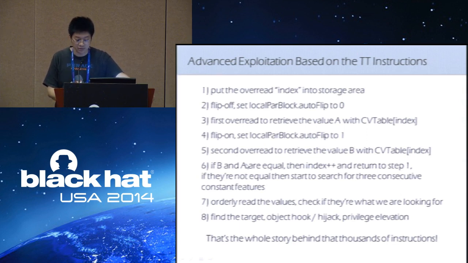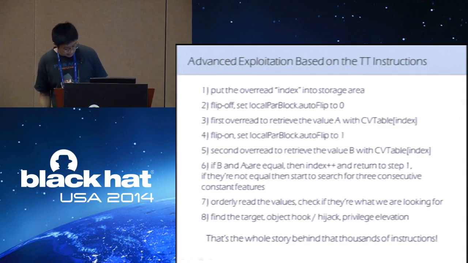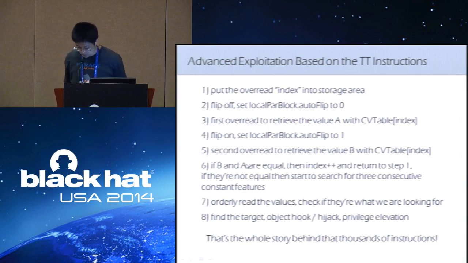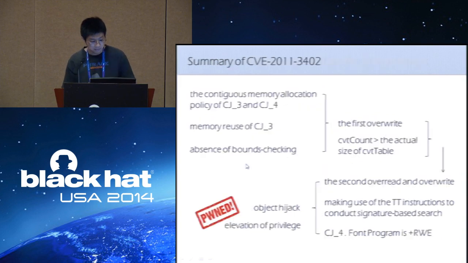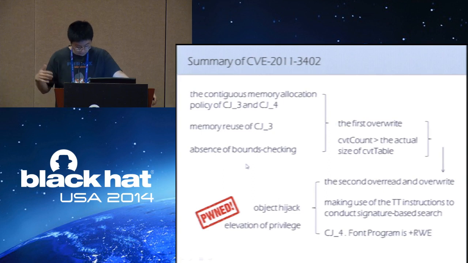Then we can start to search for 3 consecutive features. In the next step, we read the values in order and check if they are what we are looking for. Last, we find the target, then object hedge and privileged execution. I want to say there is a whole story behind more than 1,000 instructions. What a wonderful story, and it happened 3 years ago. The complete process from overwrite to exploitation of the vulnerability is as follows.